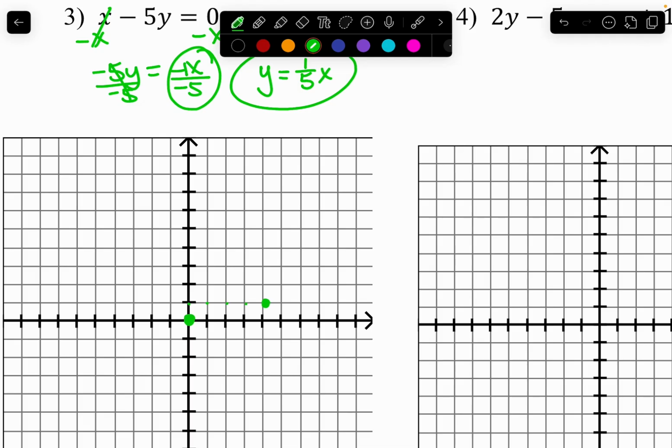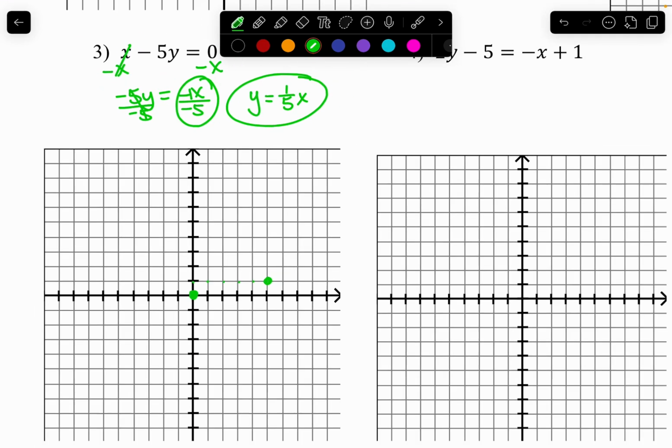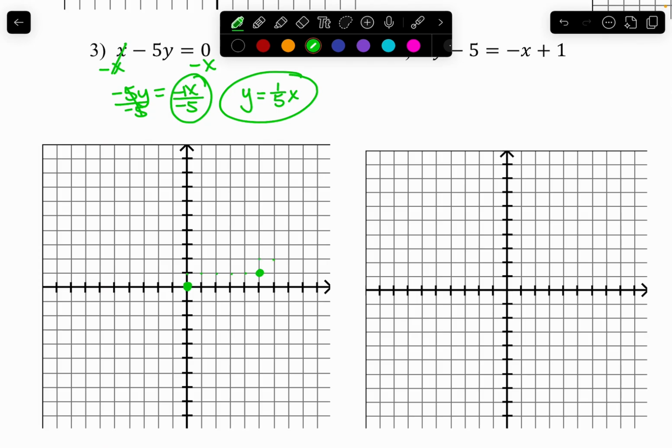Not enough. 5. So that means that my y-intercept is 0 and my slope is 1/5. Down 1, over 5. Down 1, over 5. Connect the dots.